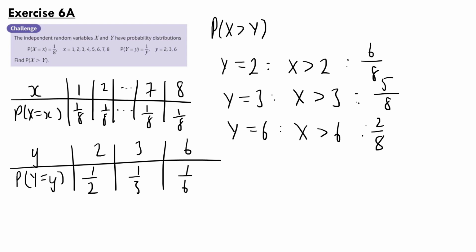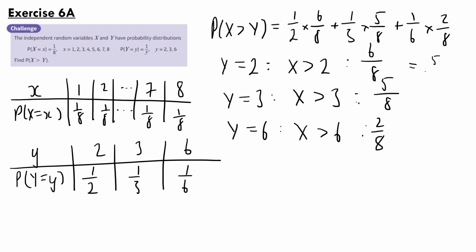And so the probability that X is greater than Y is the probability that y equals 2 and x is greater than 2, so that is 1 over 2 times 6 over 8, plus the probability that y equals 3 and x is greater than 3, so that is 1 over 3 times 5 over 8. And finally, plus 1 over 6 times 2 over 8. And that is equal to 5/8. And that is our final answer.